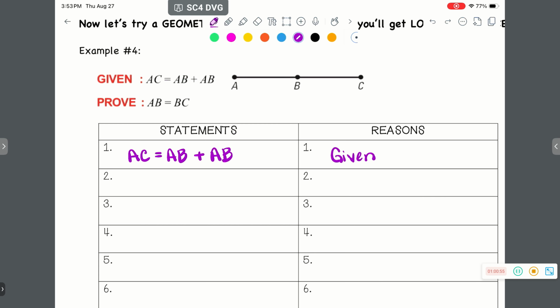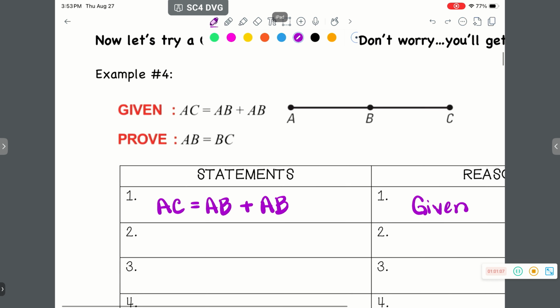Now, most geometric proofs are going to be super obvious. You're going to be like, well, of course that's true, right? They want us to prove that AB equals BC. Well, let's just think about that. There is no congruent signs. You're right.